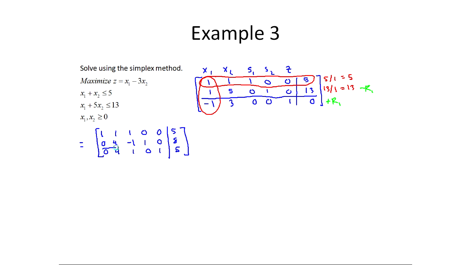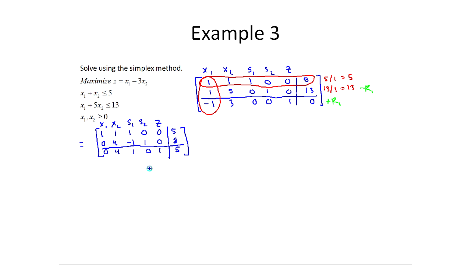Okay, right now I know I have an optimal solution. I'll explain that in just a second. But let me relabel these since I'm done: x1, x2, s1, s2, and z. All right, the reason I know I have an optimal solution is because there are no more negatives in the last row. As soon as you run out of negatives, you've found your optimal solution.